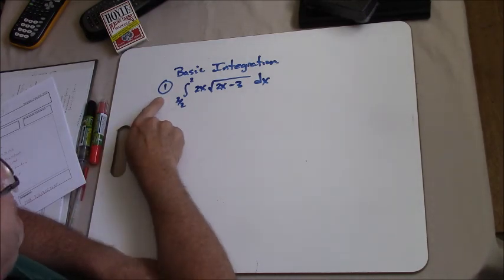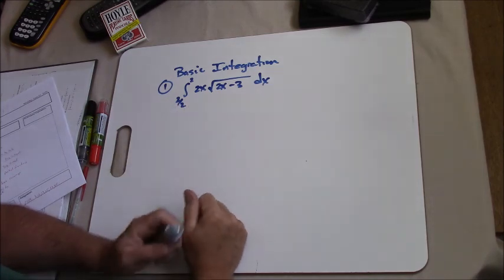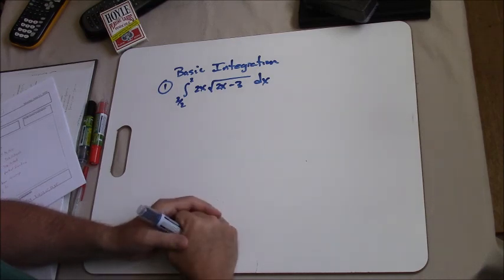We began chapter 8 with basic integration. And so what I have is the integral from 3/2 to 2 of 2x times the square root of 2x minus 3 dx. You guys go ahead and give that a shot.